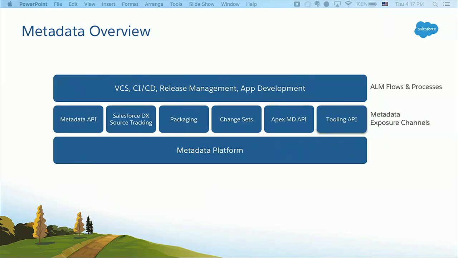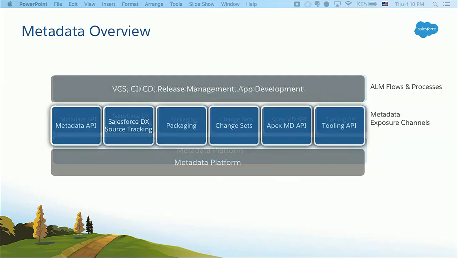In order for that automation to work, our metadata needs to be supported through our metadata exposure channels, which are the tools and APIs that provide the ability to move metadata. When we have cases where our metadata is not supported through any of these channels, the automation in those ALM automation flows will break. And maybe you've encountered some of these issues.